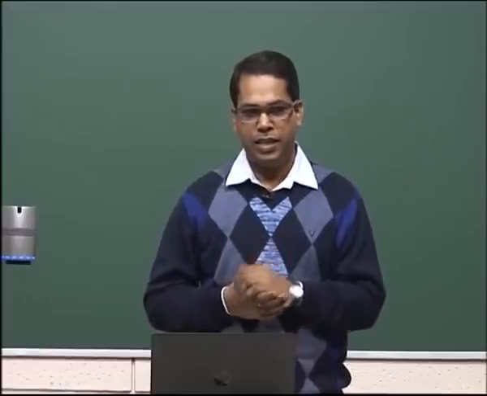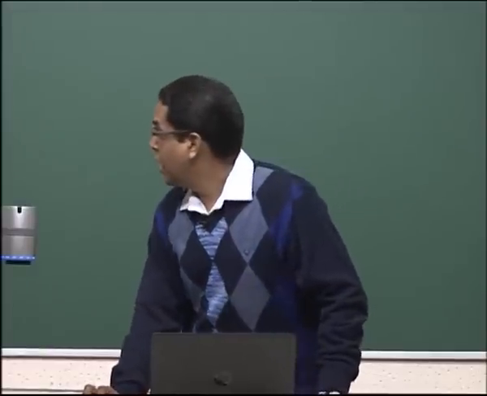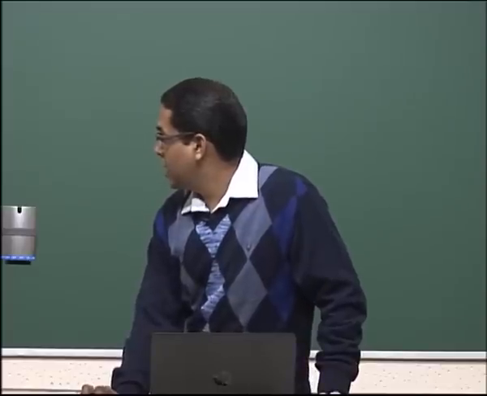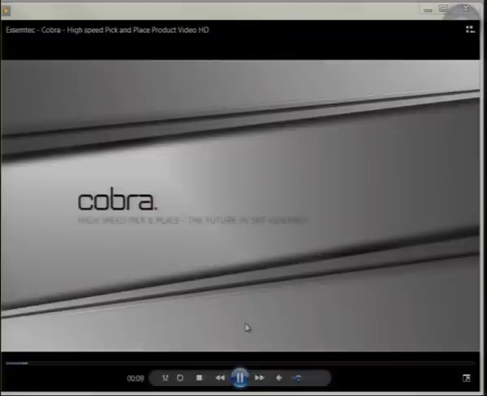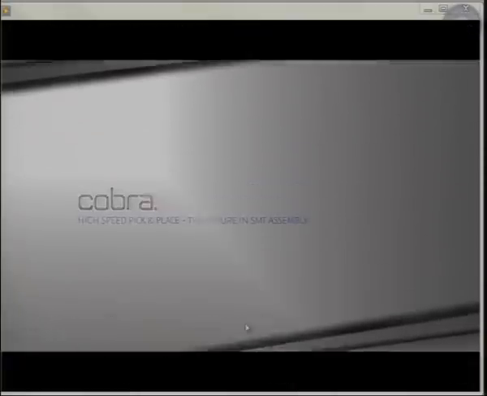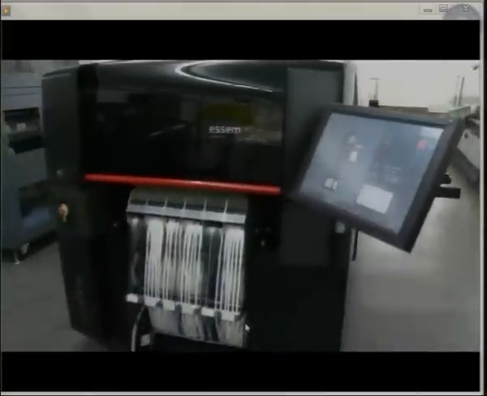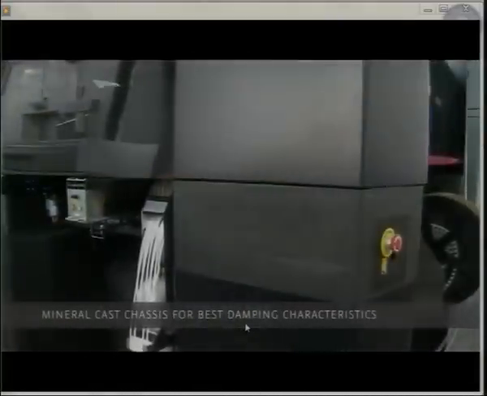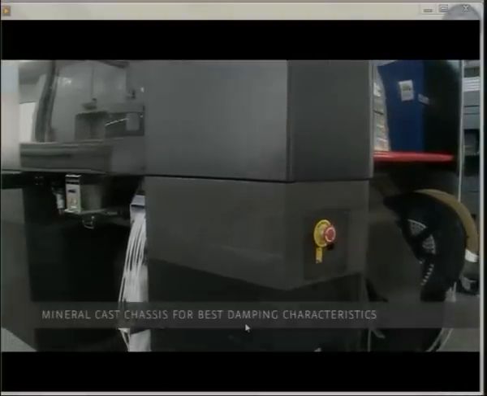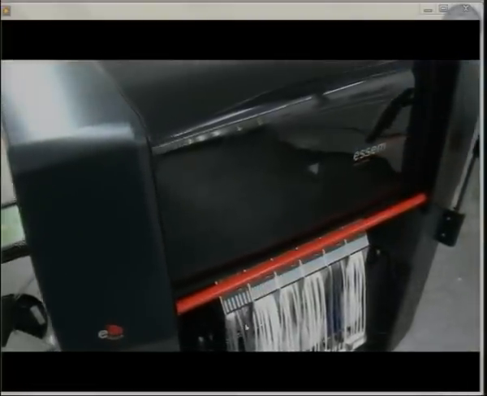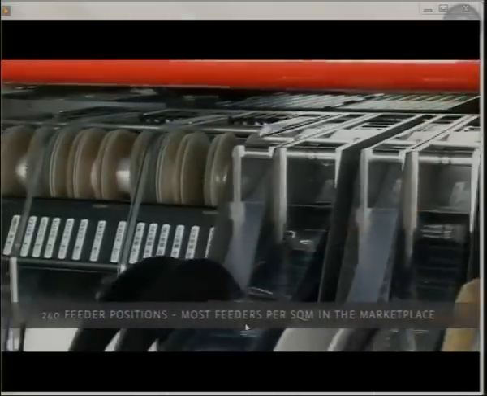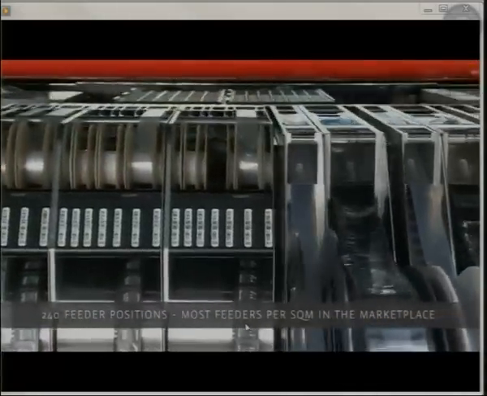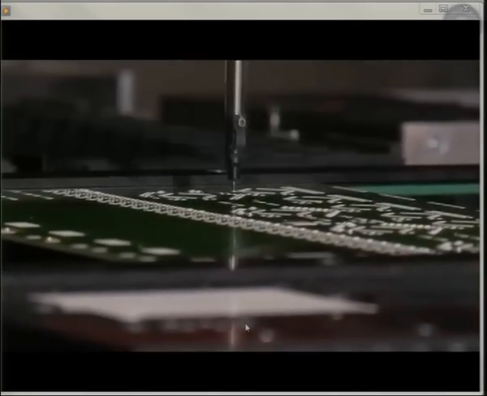Try to see and then identify some of the components. So this is a machine. These are known as chip shooters. They are placing chips like they are shooting a chip on the board. Just see that. And the placement speed is 20,000 components per hour. So now you can open your mind to the kind of precision and speed required for this kind of task. So this is the board, now you see that.